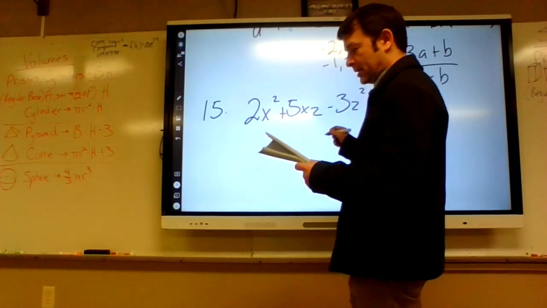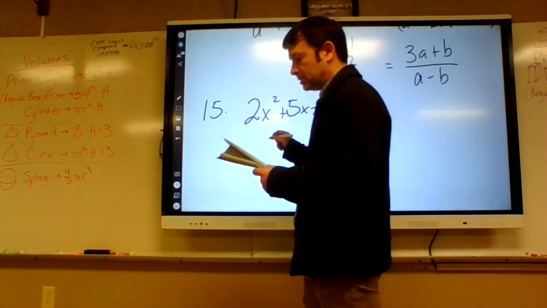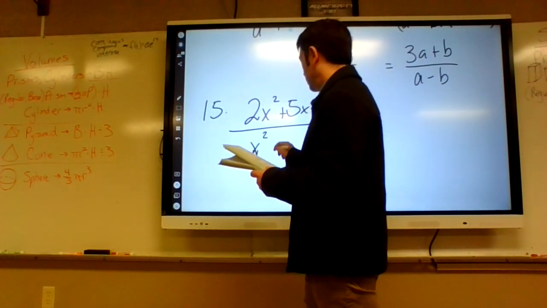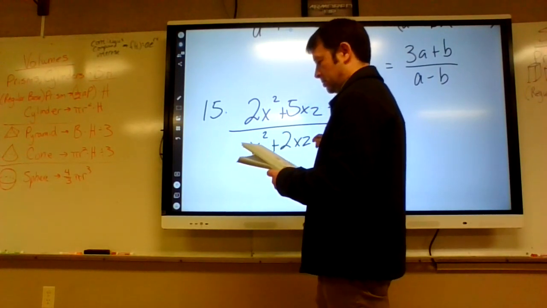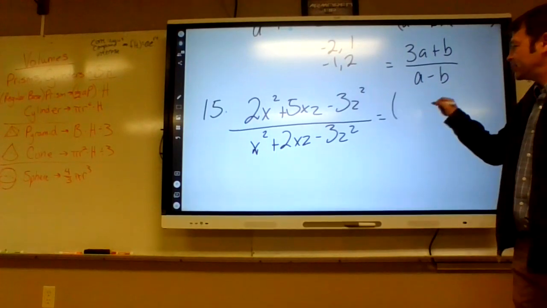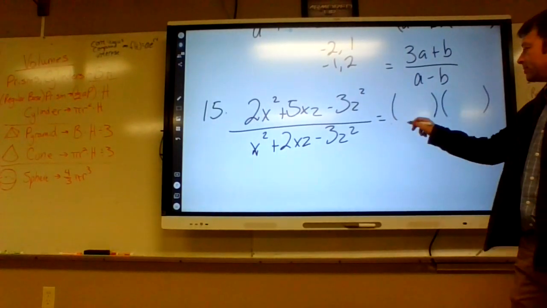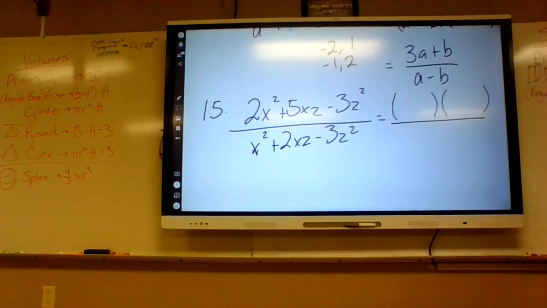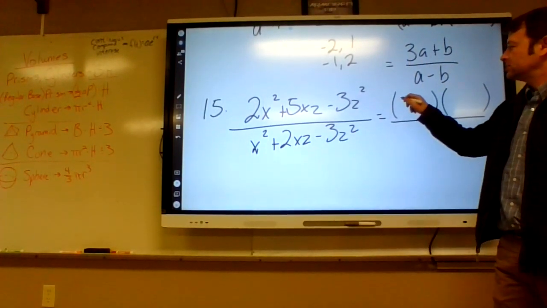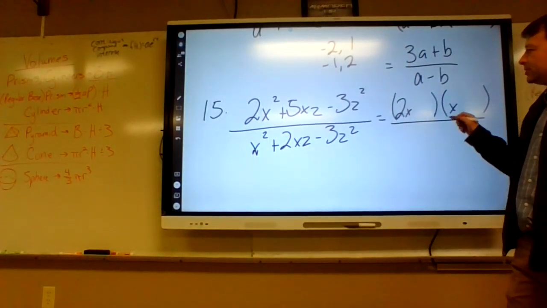This one looks a lot like the last one. X squared. Okay, so for the top, again, it's 3-term factoring, so I'm going to set up my parentheses. What goes into 2x squared? X and 2x. X times 2x.